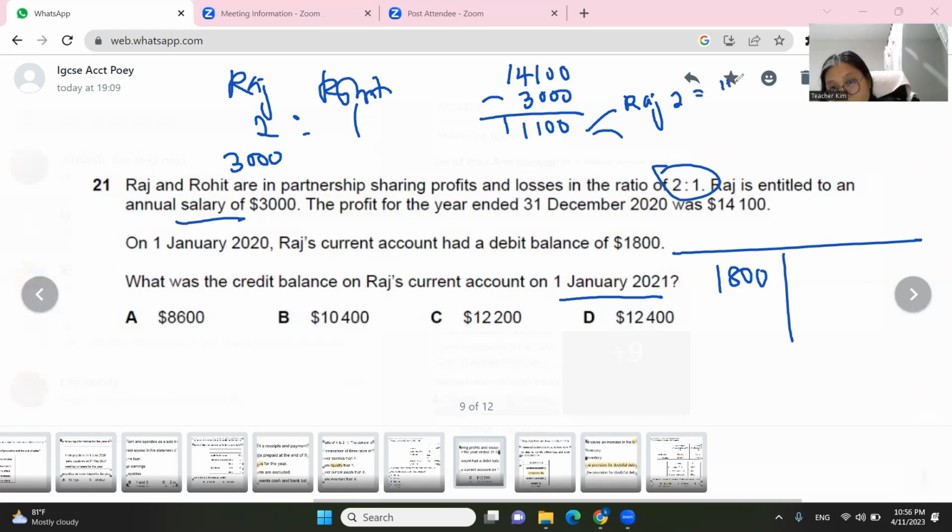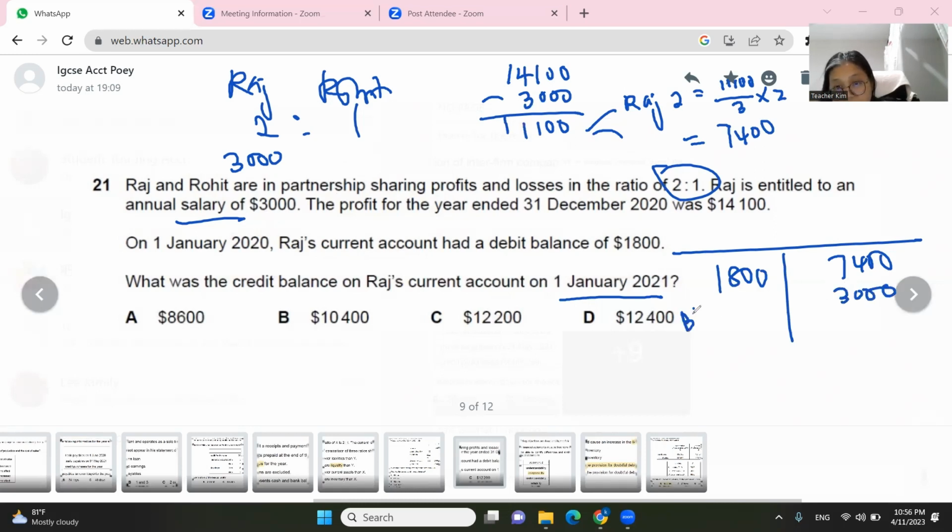So 11,100 divided by 3 times 2, because he gets 2 portions of it. So 11,100 divided by 3 times 2 gives 7,400. This is the share of the profit for Raj. And then the salary of 3,000 is in here.